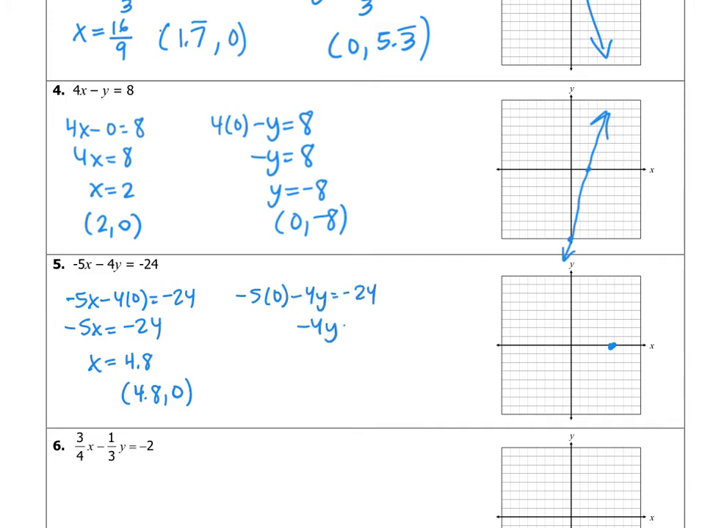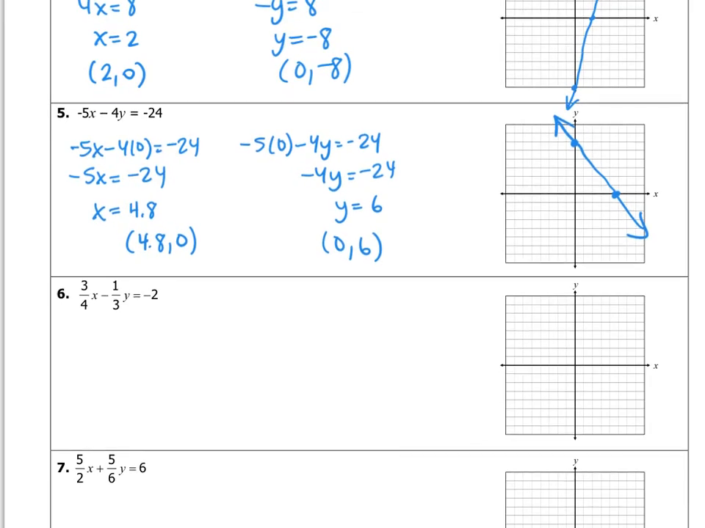And then if I let the x be 0, then that gives me negative 4y equal negative 24. And if I divide by negative 4, I get 6. So (0, 6). I like when it's nice, pretty whole numbers. It's so much easier. All right, so it looks like this.